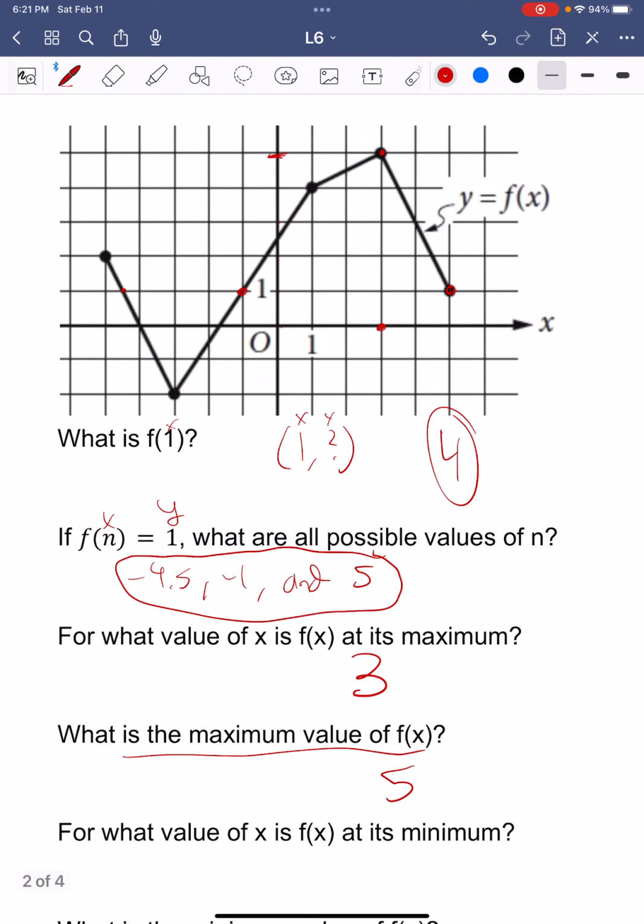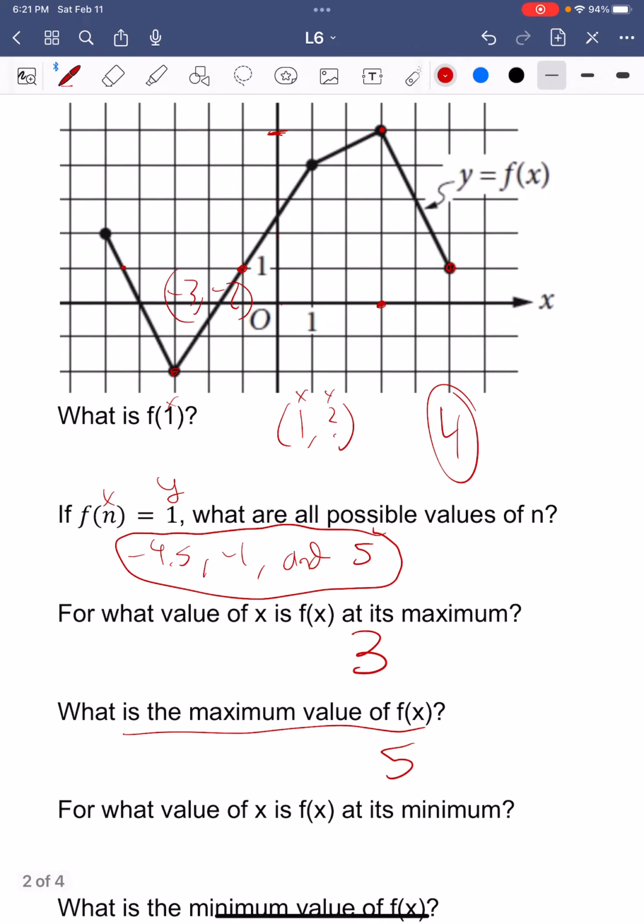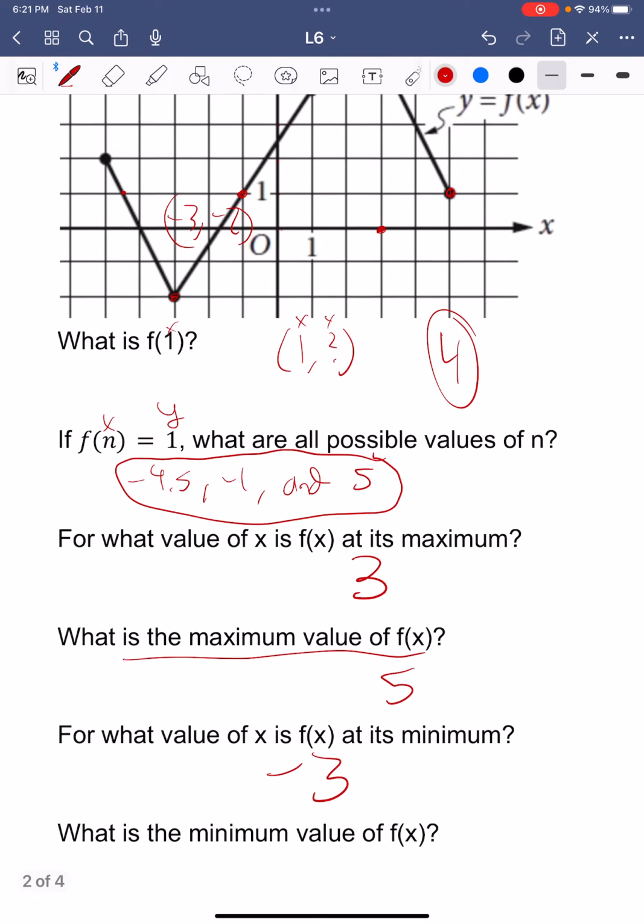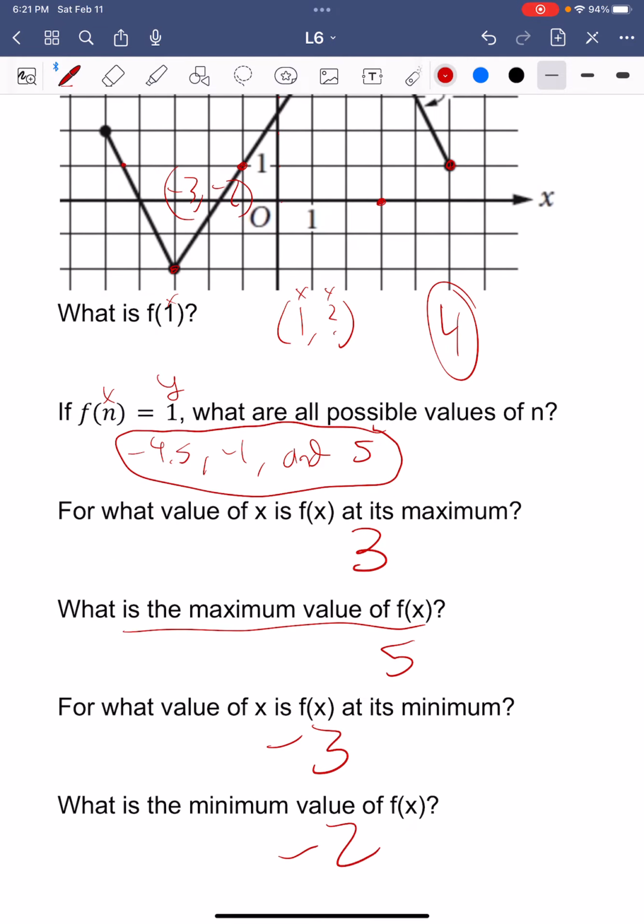For what value of x is f of x at its minimum? So we see the minimum point is here. That's at negative 3 comma negative 2. So we know that when x is negative 3, it's at its minimum value of negative 2.